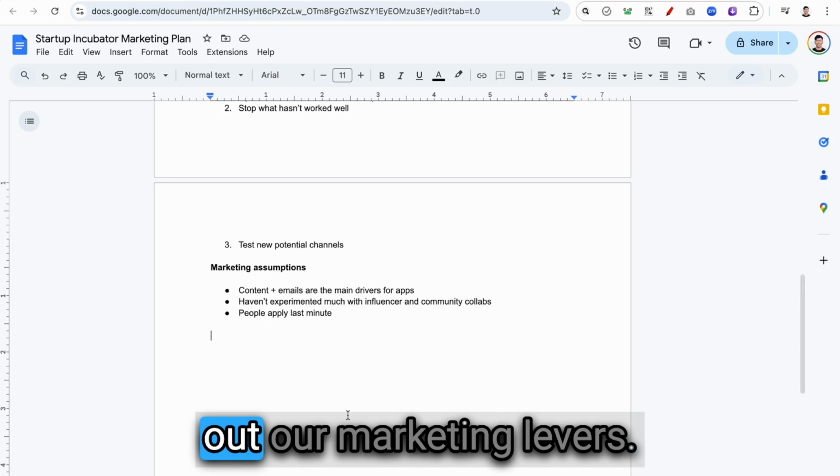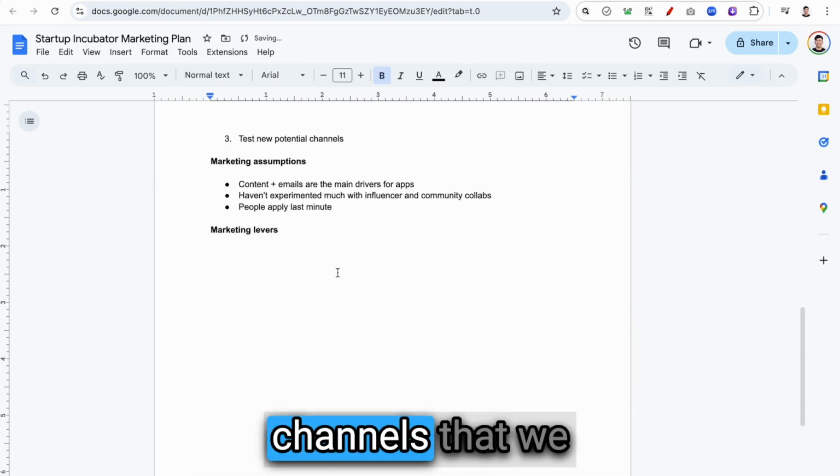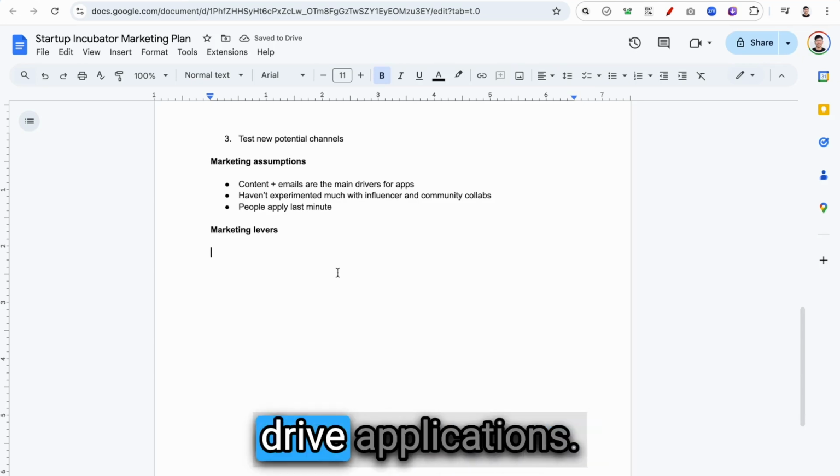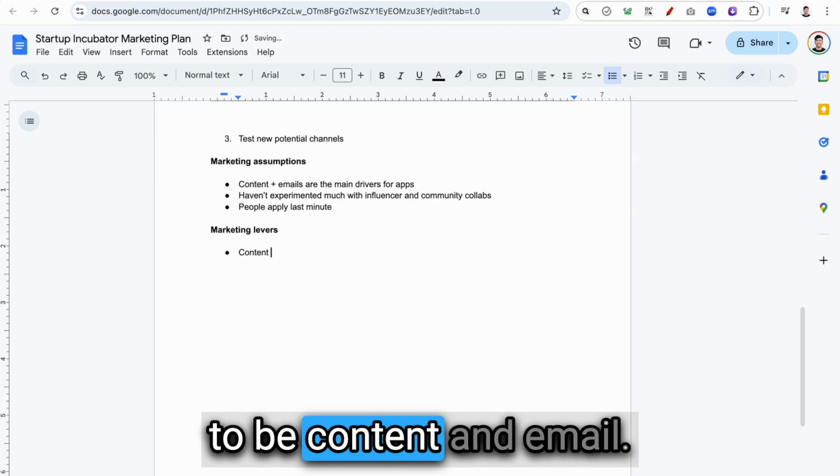Now that we have the marketing approach, assumptions, and channels, we can connect the dots. Let's go ahead and list out our marketing levers. The levers are marketing channels that we want to leverage to drive applications. I think the big ones are going to be content and email.